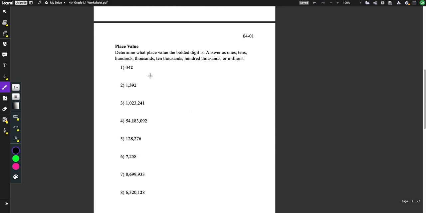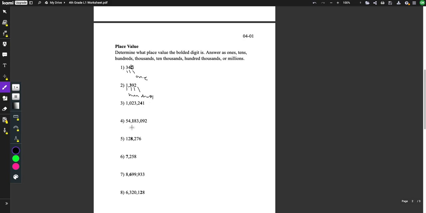Alright, moving on, we're going to do the place values. We're going to determine what place value the bolded digits are. Answer as ones, tens, or hundreds. These are pretty easy actually. You go by this. So this is going to be 100. This is a 10, and this is a 1. So if we know that, then 2 is going to be a 1. And now this is 1,000. This is 100. This is a 10. This is a 1. 3, it's going to be 100.